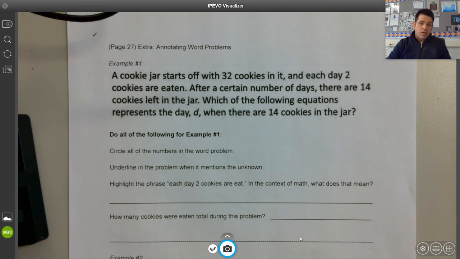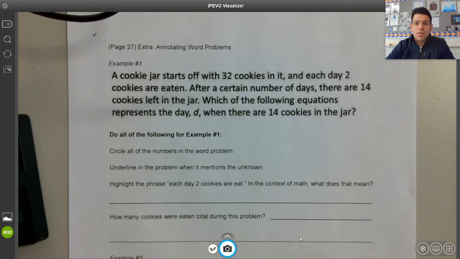So start off, obviously, with reading it. A cookie jar starts off with 32 cookies in it, and each day 2 cookies are eaten. After a certain number of days, there are 14 cookies left in the jar. Which of the following equations represents the day D when there are 14 cookies in the jar? So a lot to unpack there, a couple sentences. Go back to the top.